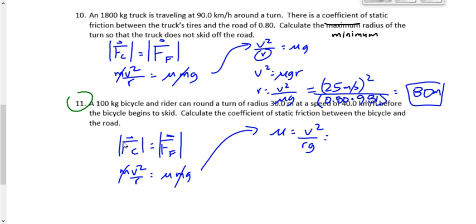Now be careful here because I saw two people forget to square that speed. When you calculate speed in meters per second, 40 kilometers per hour gives you 11.111 meters per second, divided by r, which is 30 times 9.81. And when we do that math, I think it was 0.419. 0.419, and there are no units associated with coefficient of friction.